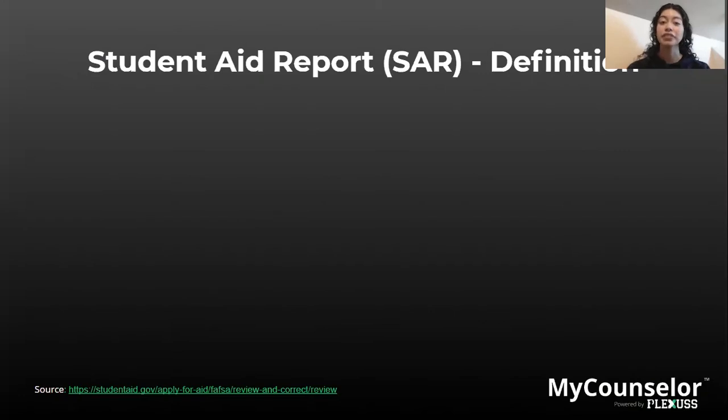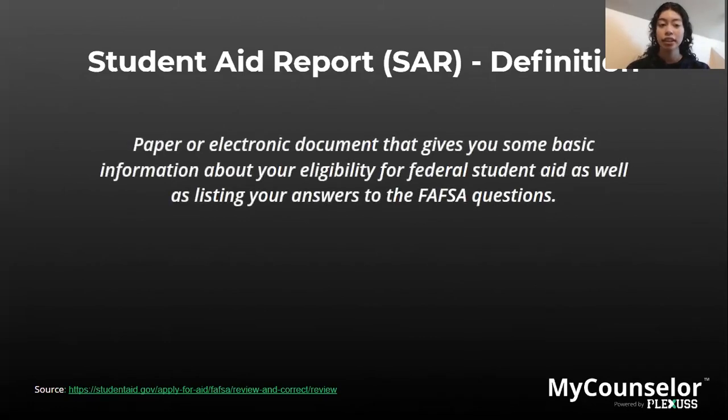Let's start off with a definition of the student aid report, of course also known as the SAR. The SAR is a paper or electronic document that gives you some basic information about your eligibility for federal student aid, as well as listing your answers to the FAFSA questions. Now, you may be familiar with the FAFSA, which is the Free Application for Federal Student Aid. It is the application you submit to colleges and universities so they can determine the financial aid you will receive.